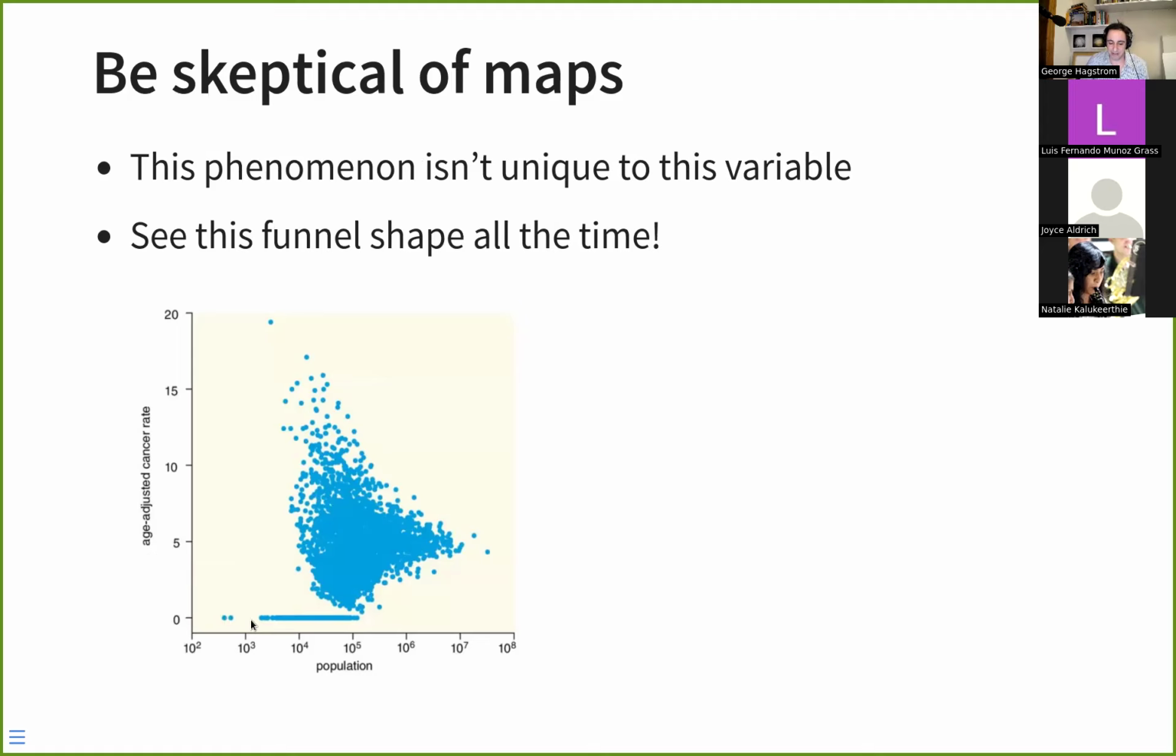There are all these counties where there aren't any kidney cancer deaths, and then there are some really small ones where there's been quite a high rate, and then there's this funnel shape where the variance squeezes in as the population gets bigger. And you see this funnel shape all the time in all kinds of different fields. You see it when plotting variables on counties, but you also see it when you're looking at studies with different population sizes.